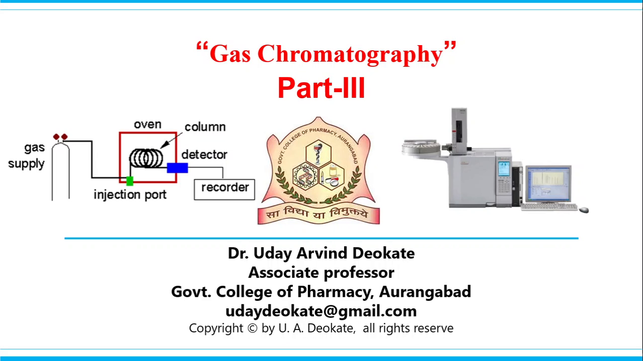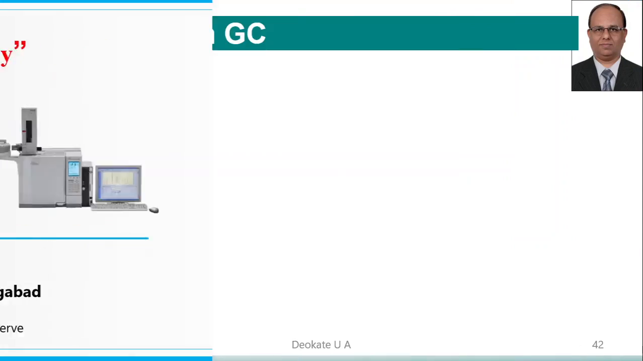Then the columns, various types of column: packed column and tubular columns, open tubular columns like capillary columns. Then we studied the detectors which are used in gas chromatography, and lastly, the evaluation process of gas chromatography. So we'll continue with the evaluation and some theoretical aspects of evaluation.